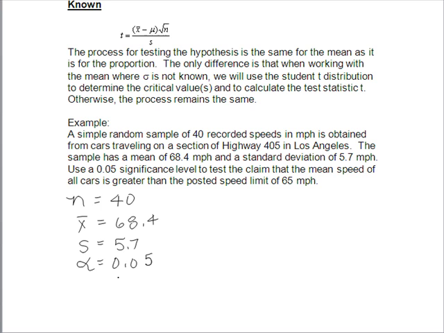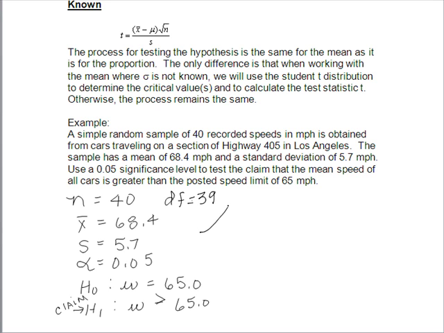So our null hypothesis is that the mean equals 65. Our alternative is that the mean is greater than 65. And that's our claim that we're testing. Okay, so we need to find our test statistic. Our degrees of freedom will be 39. And our alpha, this time greater than, we're going to have a right tail test. So our alpha is over here 0.05, so it's in the one tail.